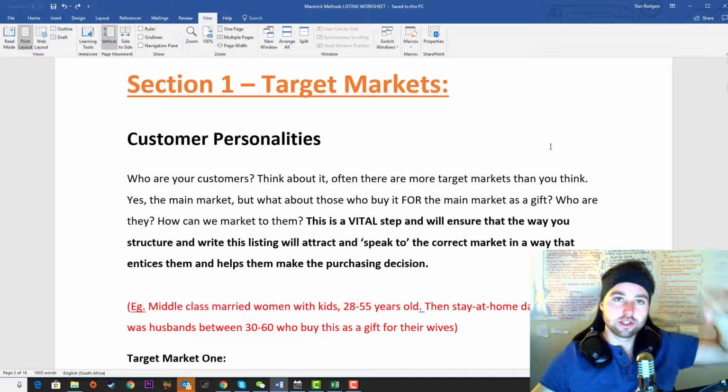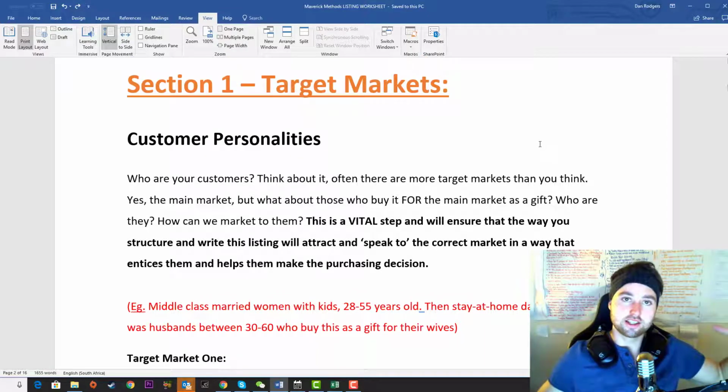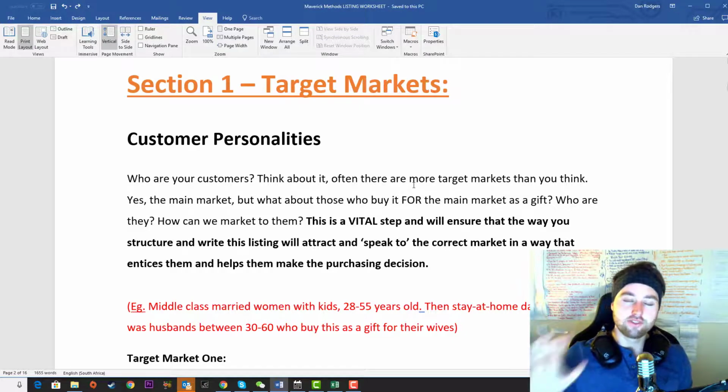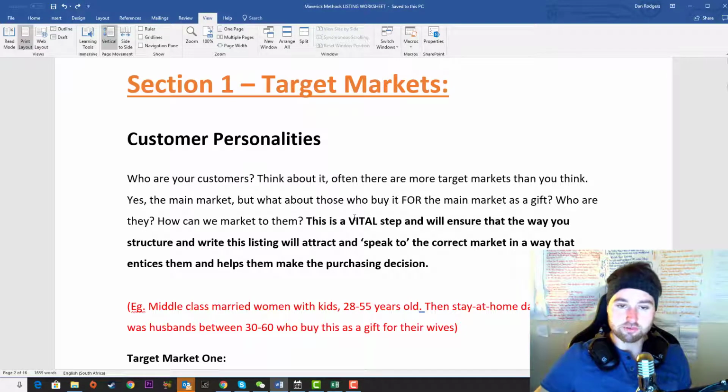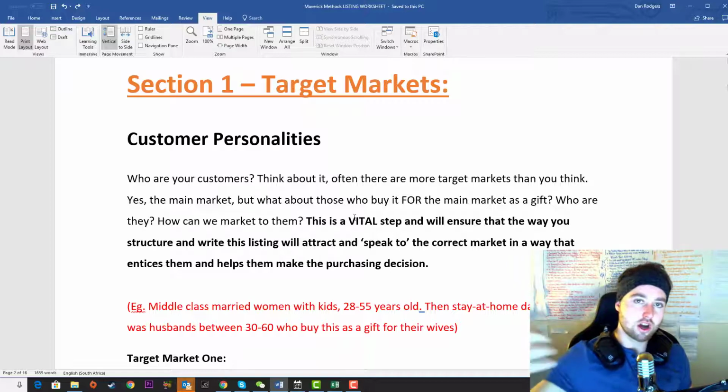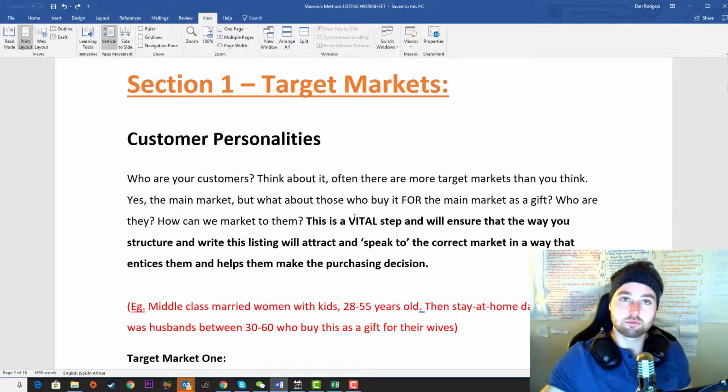So section 1 is our target market. Here we're looking at our different customer personalities. We're looking at demographics of people. What age are they? What occupation do they hold? What type of people would be interested in our product? It's very important to actually consider this, because a lot of the time there are more target markets than you initially think of. So for example, we might have our main target market, the main market for our product.